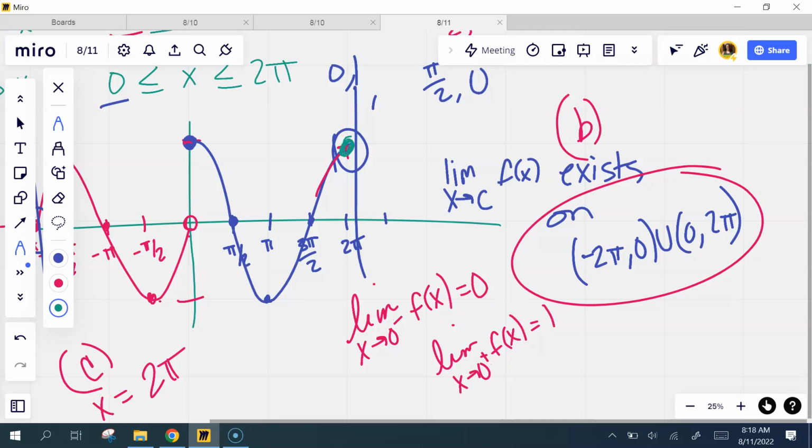This point right here is the only one that has just a left-hand limit. Okay, so this point, this green point, it only has graph on the left of it. It has no graph on the right. Right?